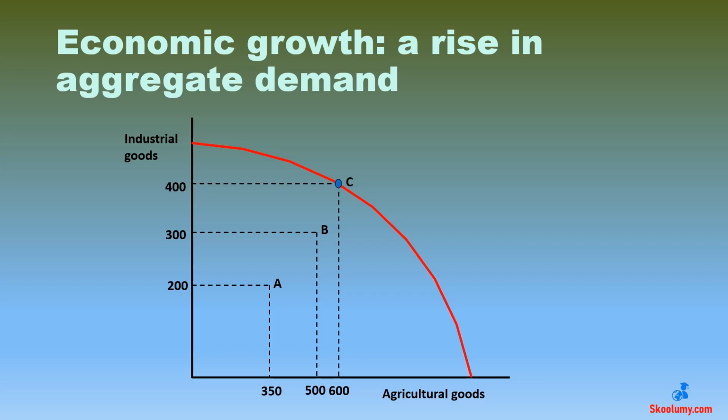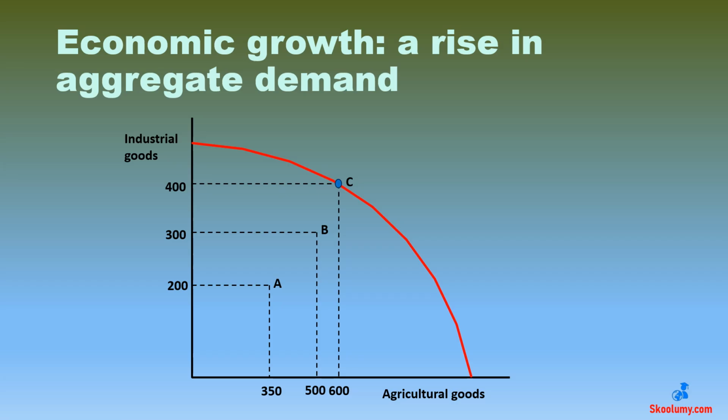For economic growth caused by a rise in aggregate demand, there will be a movement from one point to the other. Note that the economy at this time will be within the PPC because there is underutilization of resources. For an economy on point A, growth will move the economy to point B where more of both goods are produced, 300 industrial goods and 500 agricultural goods. If the economy is on B, it can move to point C on the PPC as a result of economic growth. More goods will be produced at point C, 400 industrial goods and 600 agricultural goods.